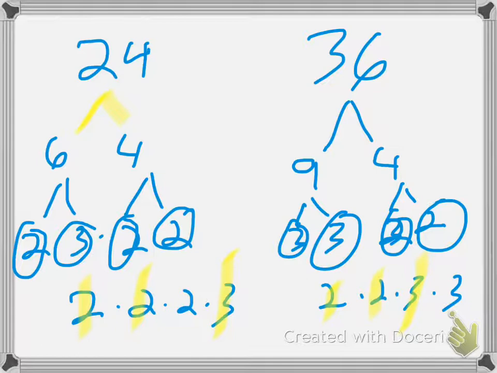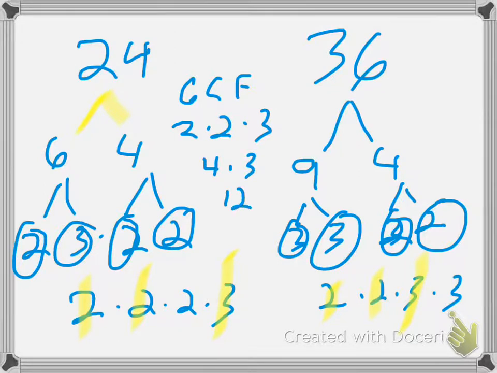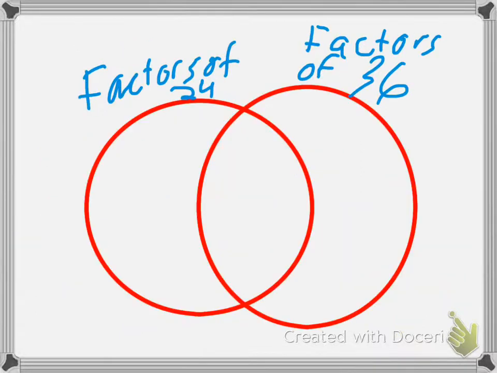So the GCF of both would be equal to 2 times 2 times 3. And if we multiply that out, 2 times 2 would be 4, times 3, which would equal 12. So again, my GCF is 12. So there's a nice way that I can use a prime factorization to find the greatest common factor.